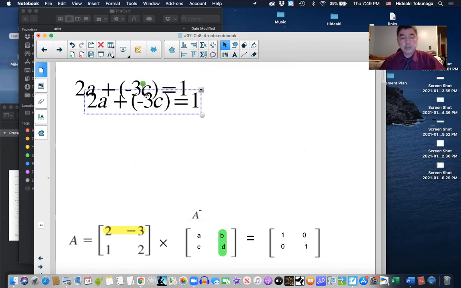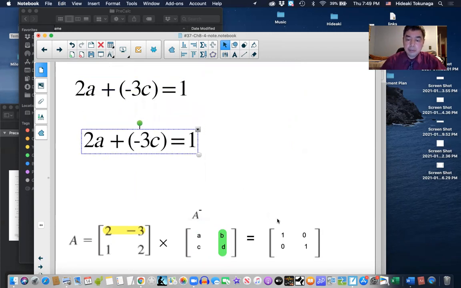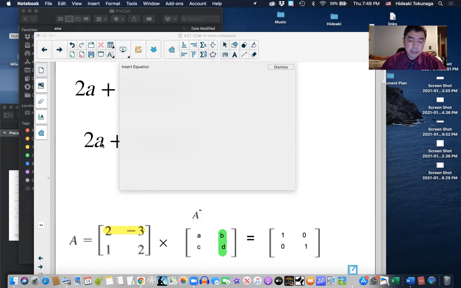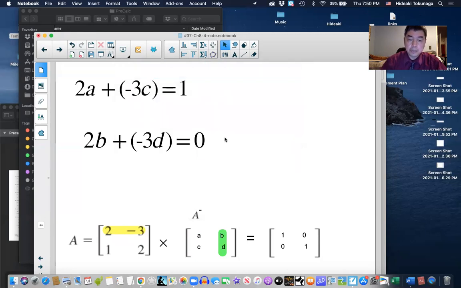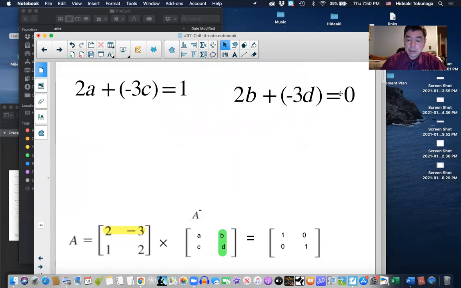Okay. Now I move this one here, and we're going to do 2 times B and negative 3 times D is going to be D here, right? And it's going to be this one. So that's 0. Okay? So that's this number. So we took care of this one and this one.